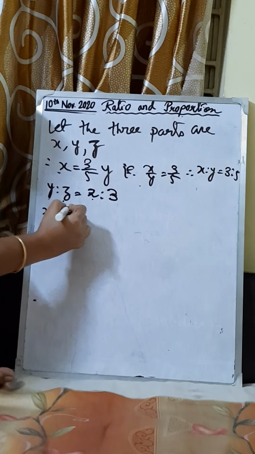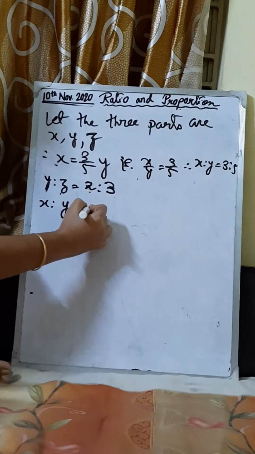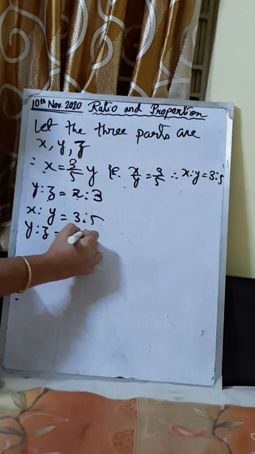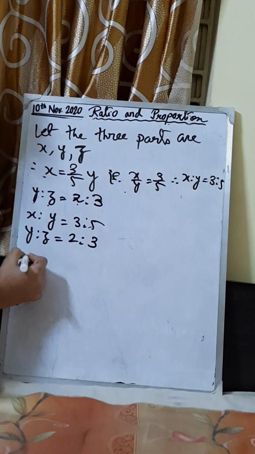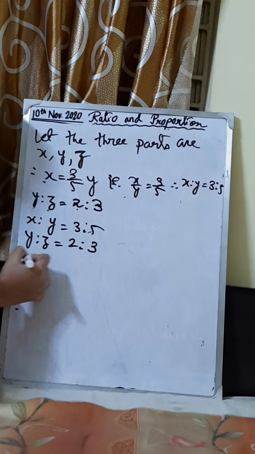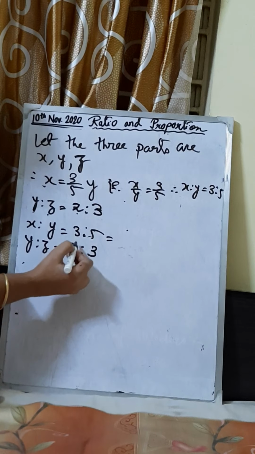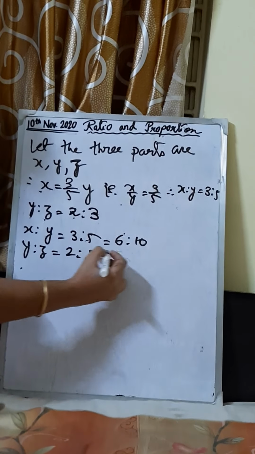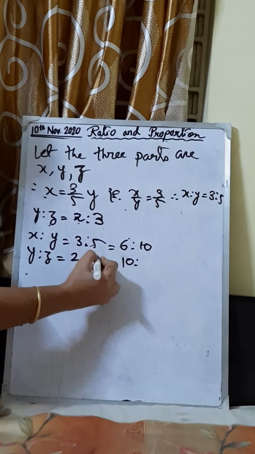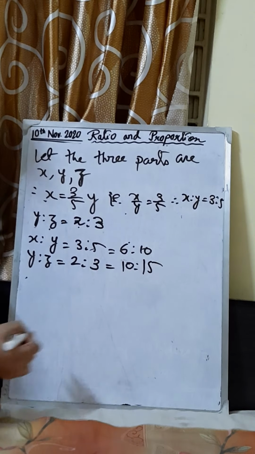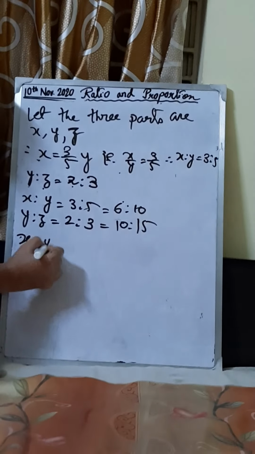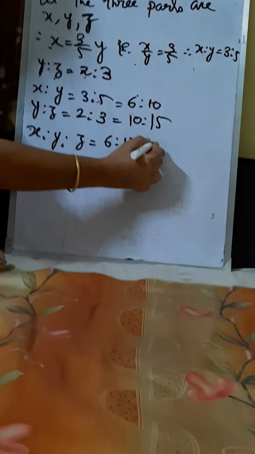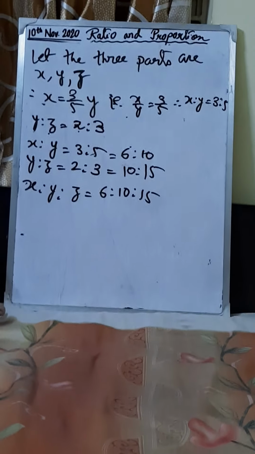X is to Y equals 3 is to 5, Y is to Z equals 2 is to 3. Multiply this. So we can write here, if we multiply by 2, 6 and 10, and here 5 2s are 10, and 5 3s are 15. That means X is to Y is to Z equals 6 is to 10 is to 15. This is your required answer.